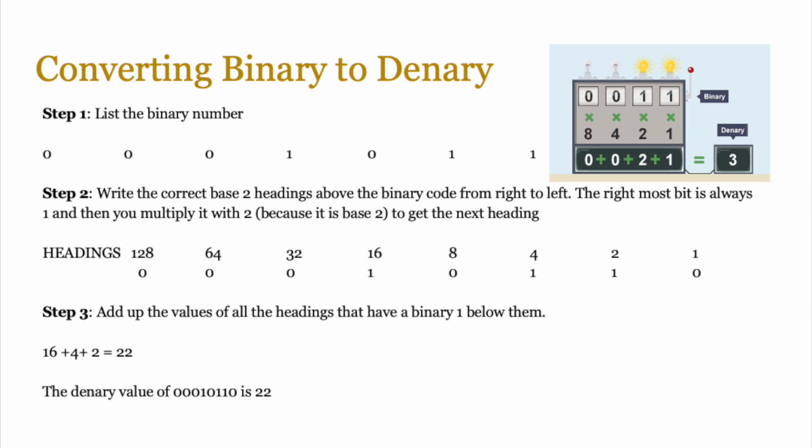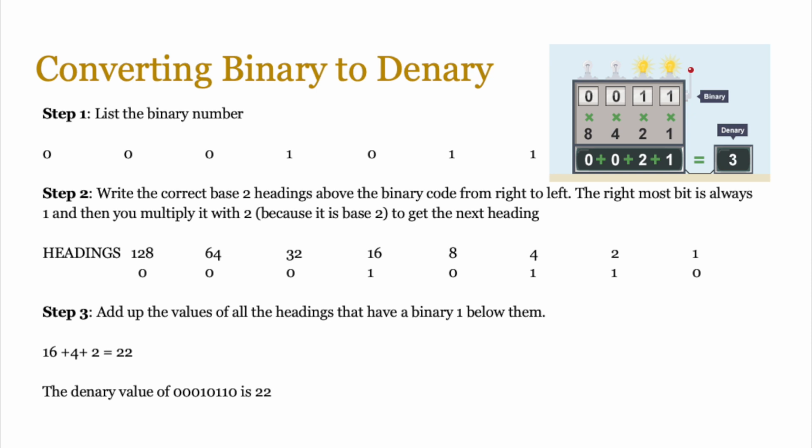Step 2 is to write these headings on top of the binary number itself. And then finally, we add up the values of all the headings that have a binary 1 below them. So if you look at our number, the ones are in 16, 4, and 2. So we add them up, and the total number is 16 plus 4 is 20 plus 2 is 22.